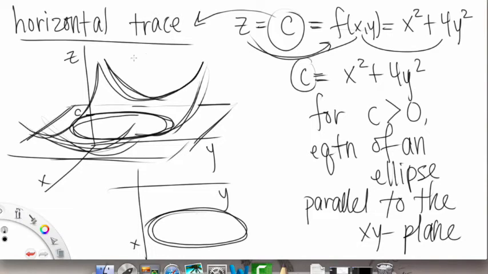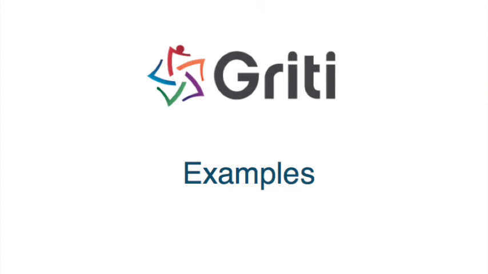That was our horizontal trace when we set z equal to a constant, and we calculated the vertical traces, one at x equals a and the other at y equals b. That wraps it up for the practice problems video for the section on functions of two or more variables. I hope that helps, and happy studying.